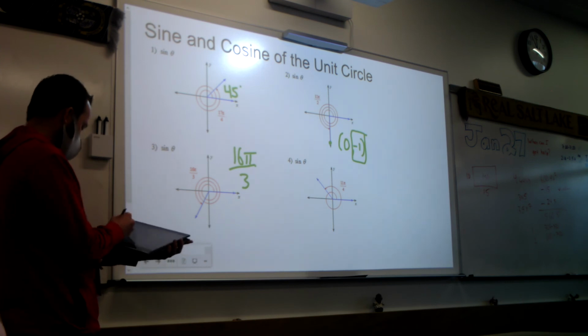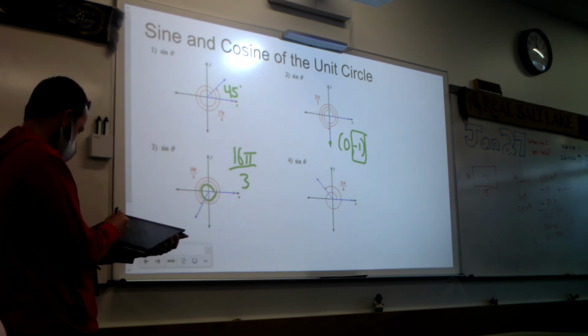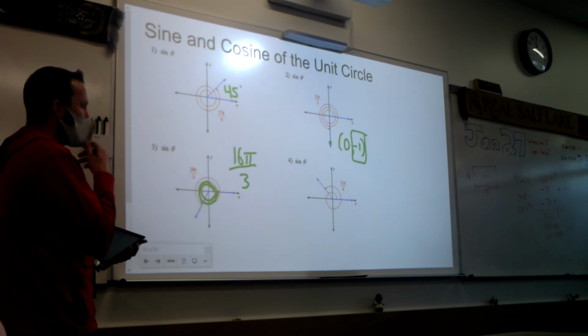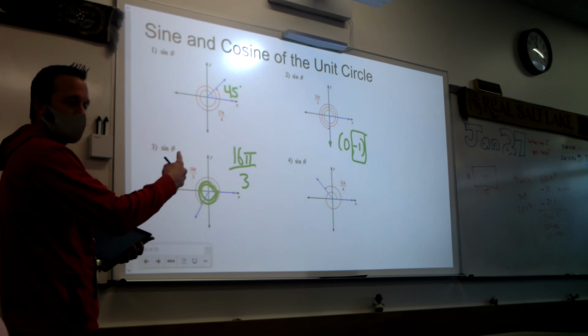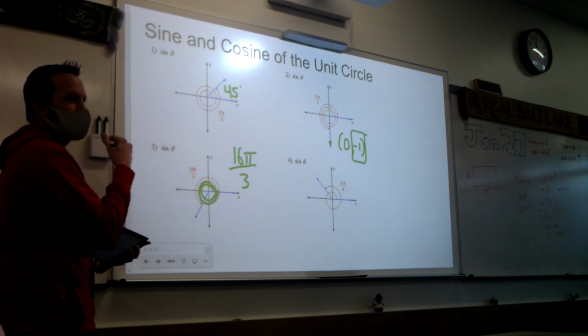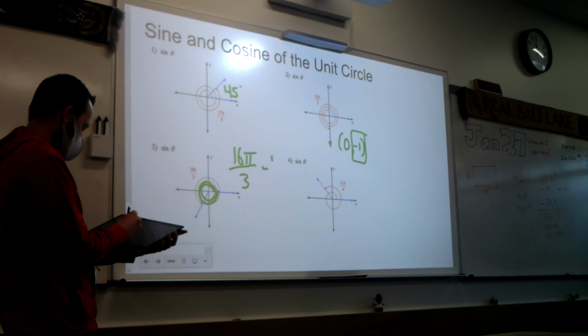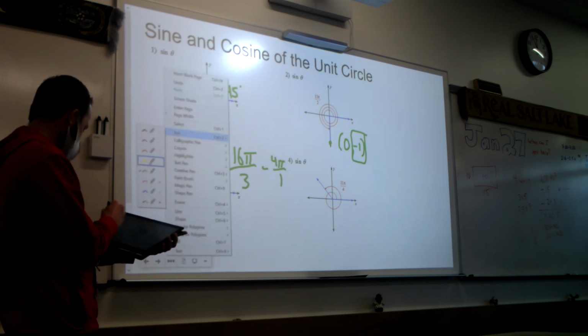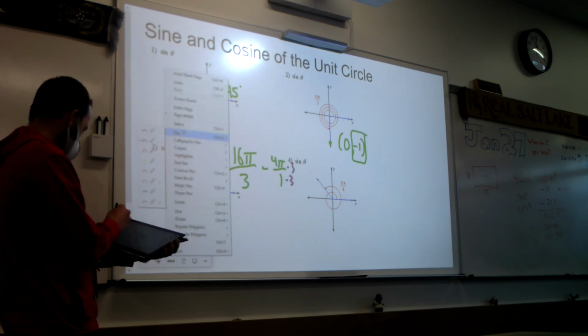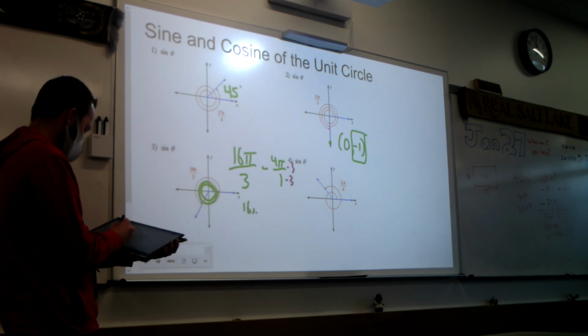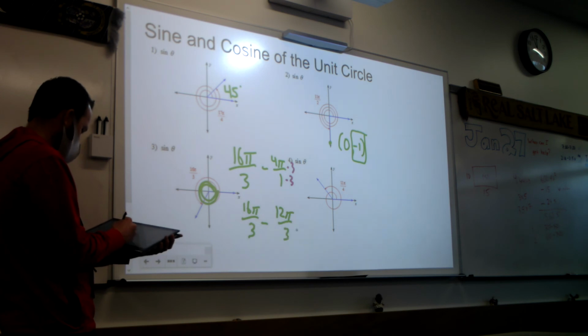So what I'm going to do is look at this. This was 1 full rotation, 2 full rotations. What is 2 full rotations going to be? 1 was 2 pi, right? So what is 2? 4 pi. So I want to subtract that off. However, what's the rule with adding or subtracting fractions, guys? They have to have the same denominator. So what this is going to turn into is 16 pi thirds minus 12 pi thirds, which is 16 minus 12, 4 pi thirds.